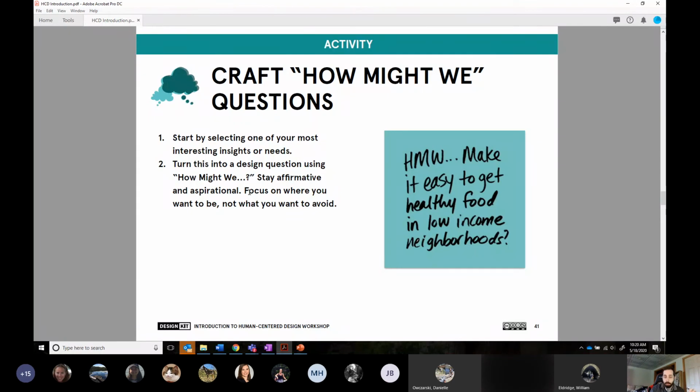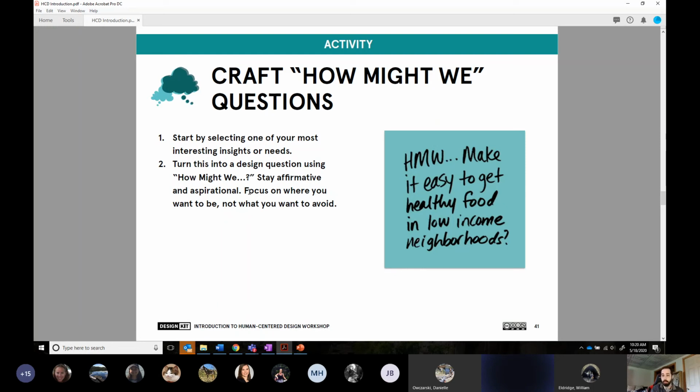And getting a how might we question right is not instantly obvious, because you want something that is broad enough to allow you to be creative, but narrow enough so that you're not going all over the place in a lot of different ways. You can actually broaden and narrow the scope of how might we questions.